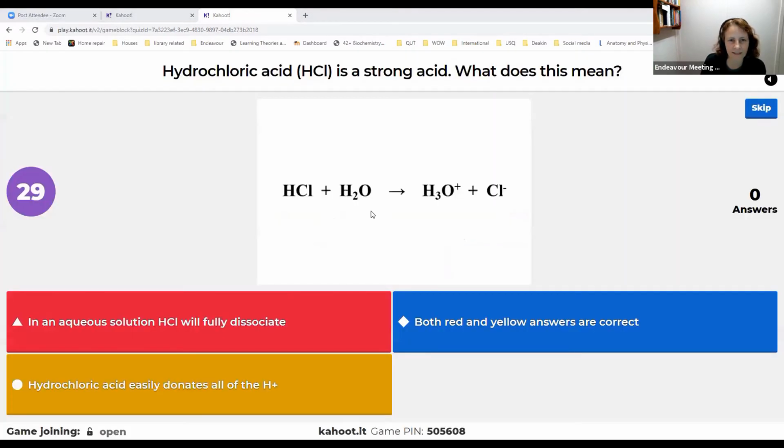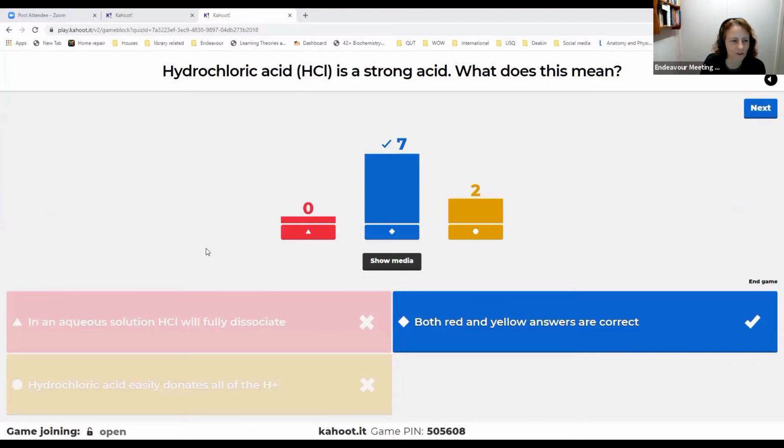So hydrochloric acid is a strong acid. What does that mean? Does it mean that in an aqueous solution, all of that hydrochloric acid dissociates, and so you don't have any HCl left? Does hydrochloric acid easily donate all of its H+, or are both of those answers correct? Okay, so 2 of you said that hydrochloric acid easily donates all of its H+. So that's correct, of course, but also the first statement is also correct because the HCl fully dissociates. So you don't tend to have HCl left in the solution, only the H pluses and the Cl minuses.